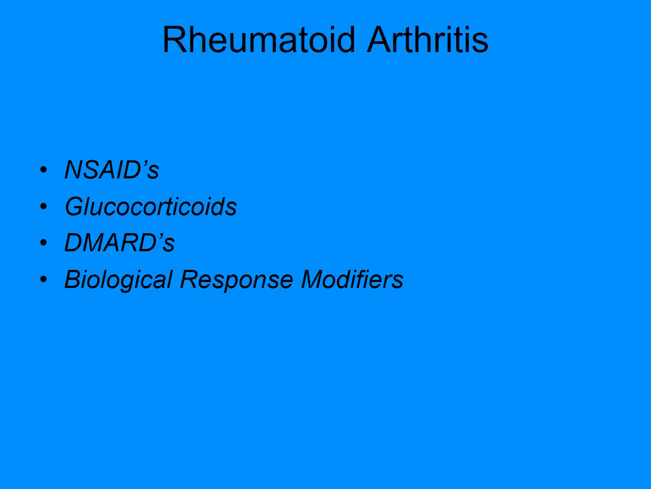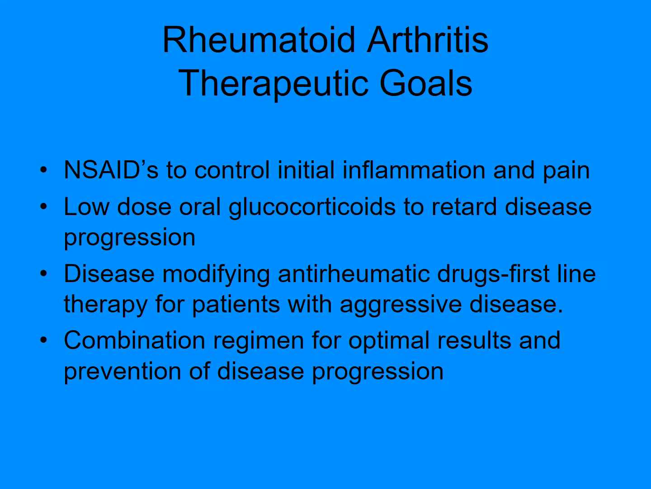As mentioned in the NSAIDs lectures, the non-steroidal anti-inflammatory drugs do nothing to retard joint injury. They are basically used as an adjunct to provide a little bit of analgesia and pain relief. In flare-ups, glucocorticoids may be used, and should DMARDs fail, then biological response modifiers are your drug of choice. NSAIDs are initially used to control the initial inflammation and pain. Low-dose oral glucocorticoids such as prednisone may retard the disease progression.